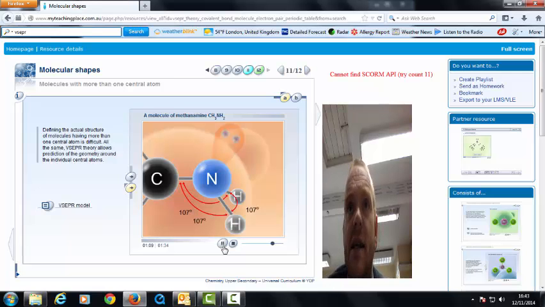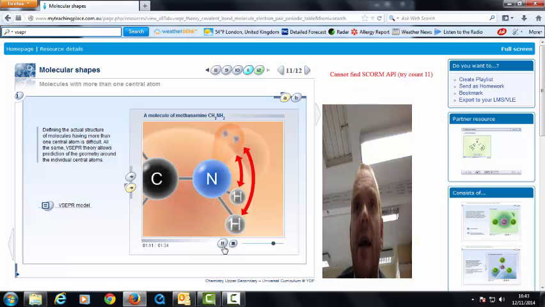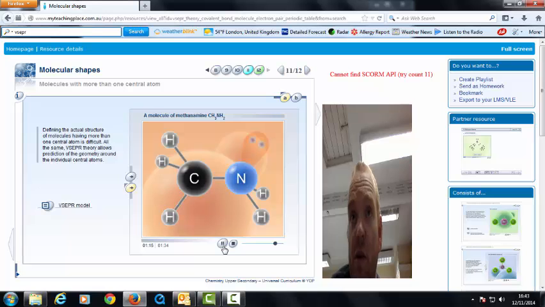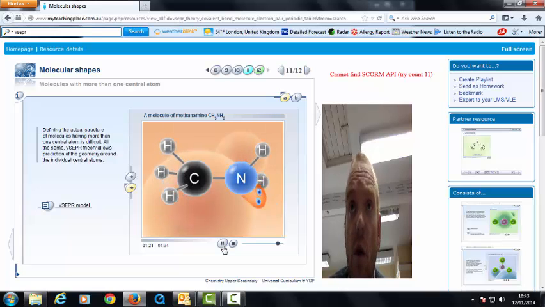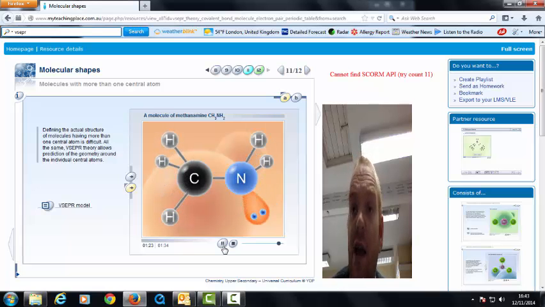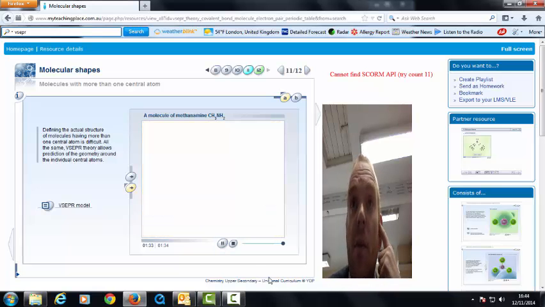Okay? In practice, VSEPR can't actually predict the shape of the molecules. It can simply predict the repulsion that's shown by those arrows. Okay? So, within this molecule, we're actually seeing that it can rotate freely because the carbon-nitrogen bond is a single bond, so in practice the bond angles are never as predicted by VSEPR because of the rotation around that carbon-nitrogen single bond.